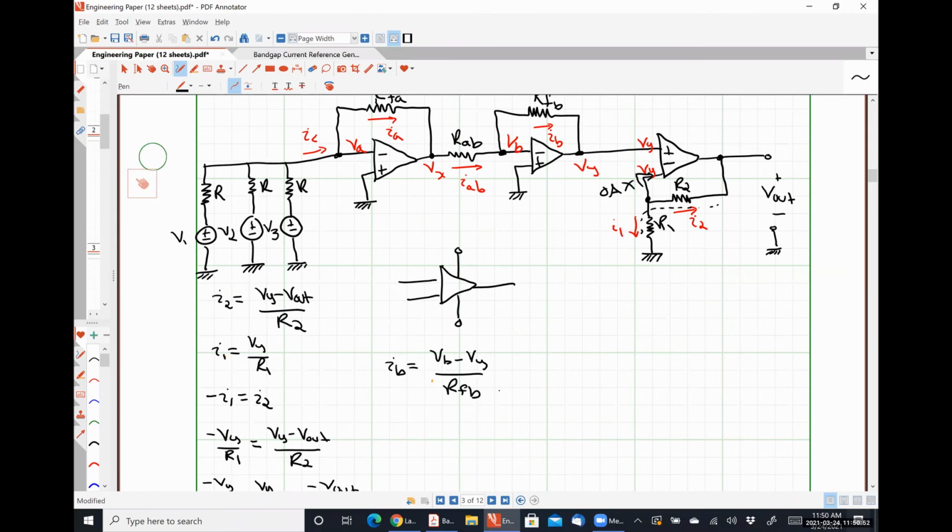But since we have our terminal grounded right here, that means VB also has to equal 0. And so that kind of simplifies our equation a little bit. And we get IB equals negative Vy over RFB.